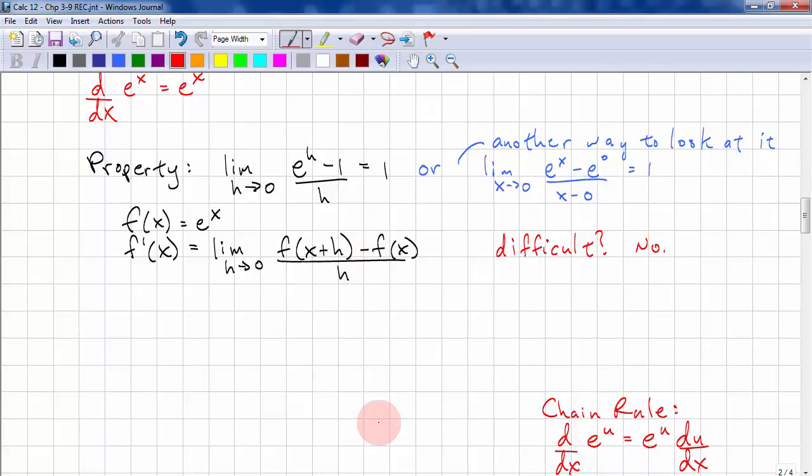So that's not a difficult step. So let's substitute. Limit h goes to 0. And we substitute e to the x plus h minus e to the x over h. Now we want to factor this.